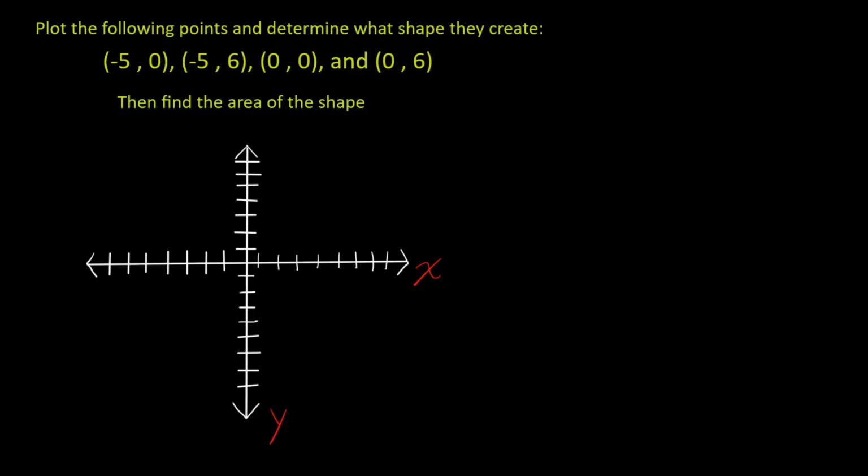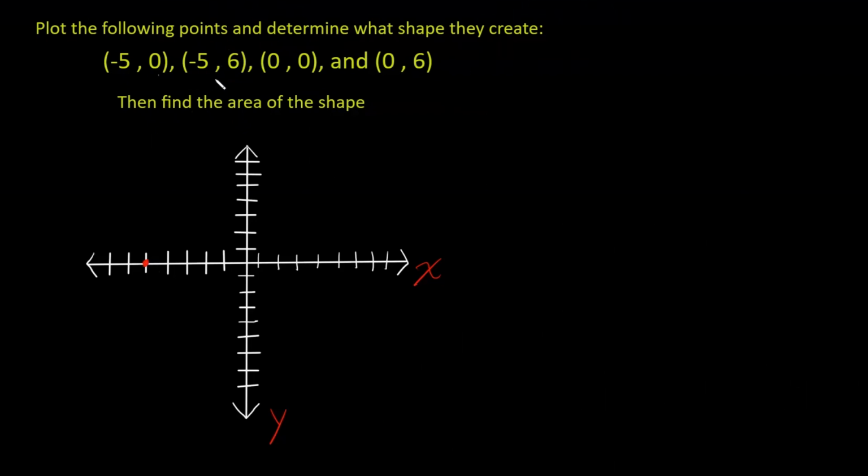And now let's do this problem. This problem tells us to plot the following points and determine what shape they create. And then after we do that, we want to determine the area of the shape. So let's begin by plotting the points, and here we have -5, 0, so this is -1, -2, -3, -4, and then -5, and then it's 0 in the y direction, so that's on the x-axis.